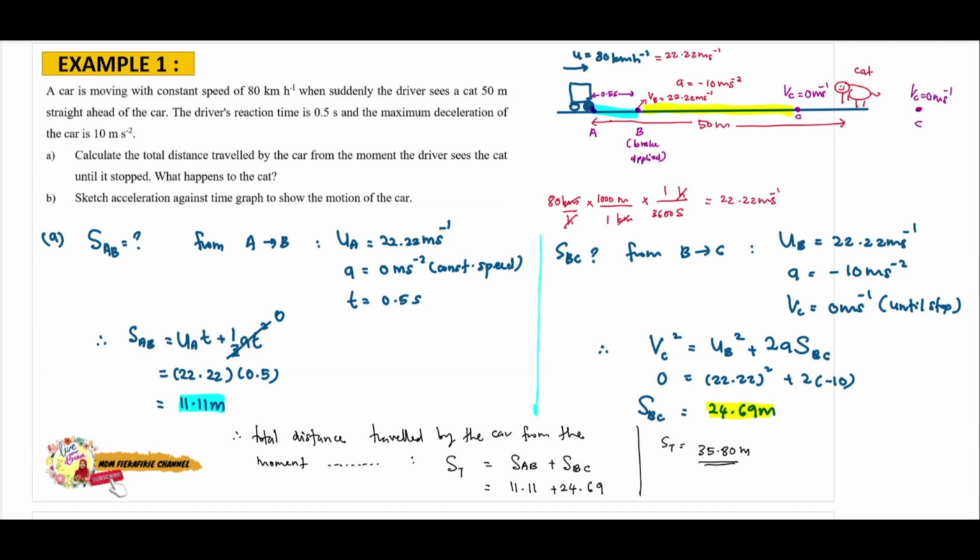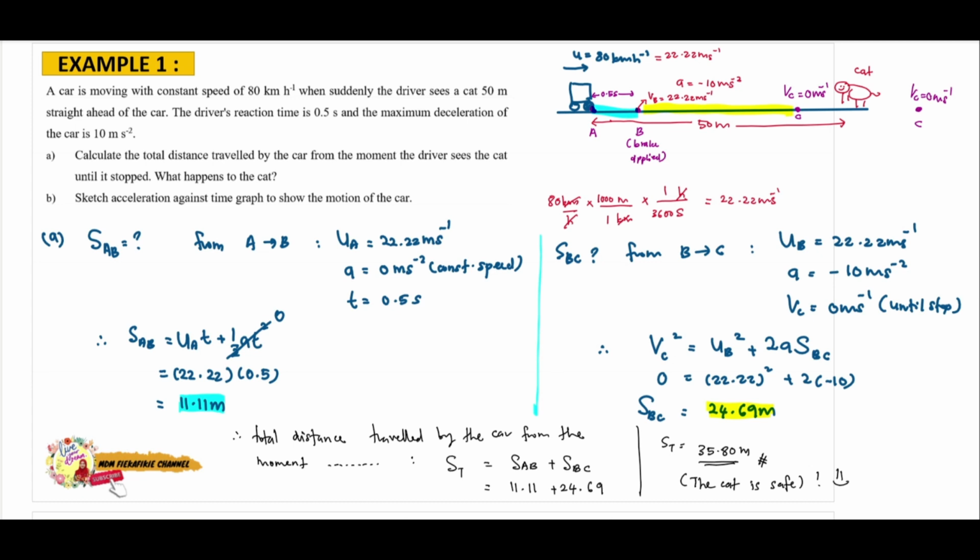Okay, so this is the answer. And 35.80 meter belum lagi melebihi 50 meter. Maknanya kereta itu berhenti sebelum langgar kucing tersebut. So, what happens to the cat? Kita boleh cakap lah, the cat is safe. Okay, tulislah, the cat is safe. Okay, so finish part A.